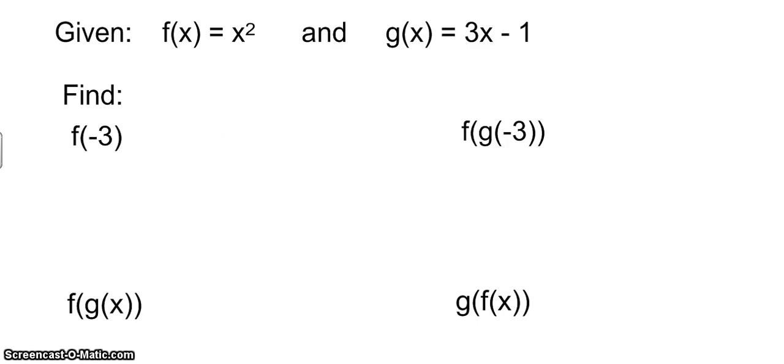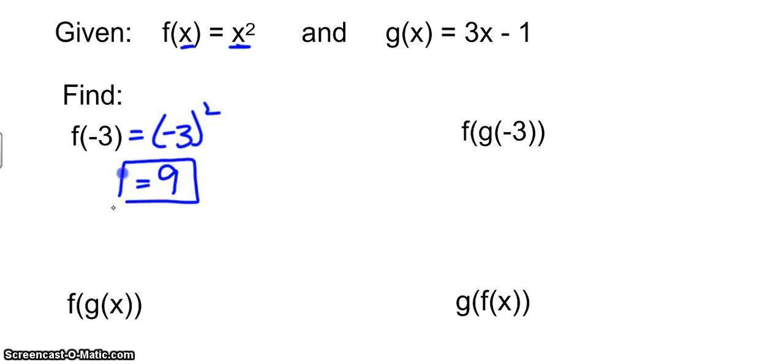Alright, so given f of x and g of x, we want to find f of negative 3. This should be a pretty quick review for us. F of negative 3 means wherever I saw an x, I want to replace it with a negative 3. Apply order of operations. Negative 3 squared is 9. So f of negative 3 is 9. You could also write that as the point negative 3, 9.